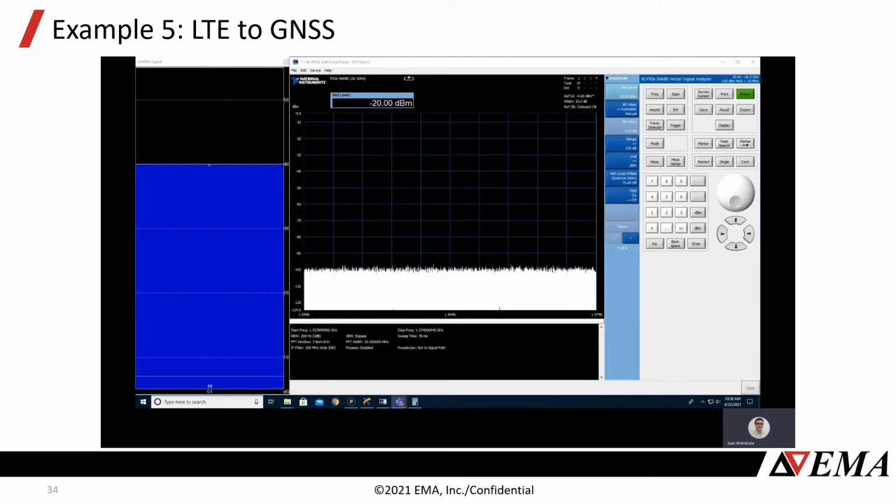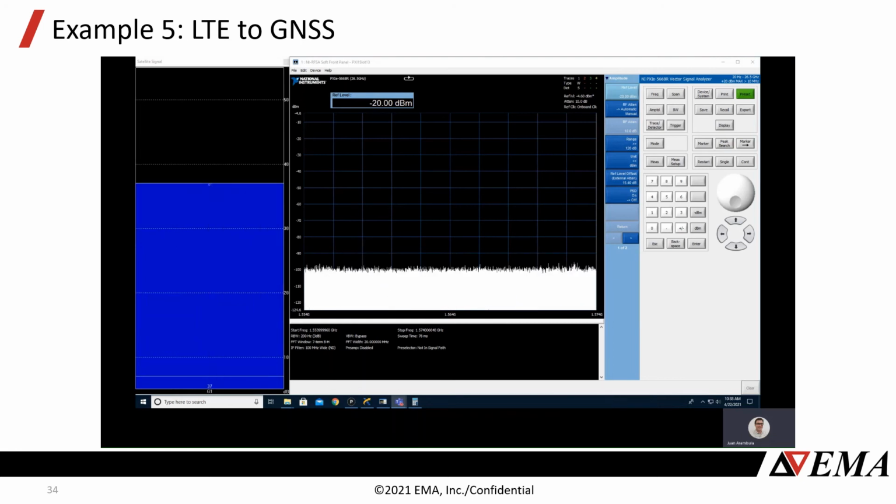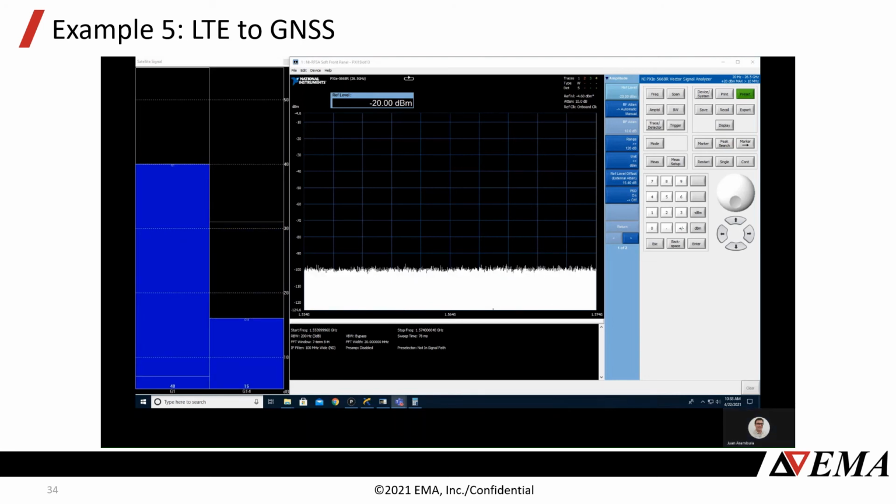So without our LTE signal, we can see that our GPS carrier to noise is staying consistently around 40 dB-hertz. When we start transmitting our LTE signal, you can see that the second harmonics start to come up and that our carrier to noise on our GPS signal begins to degrade. When I stop my LTE signal, you can see that with enough time the GPS signal goes back to our baseline of about 40.